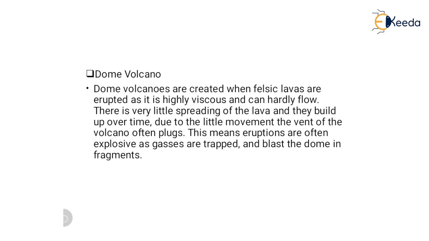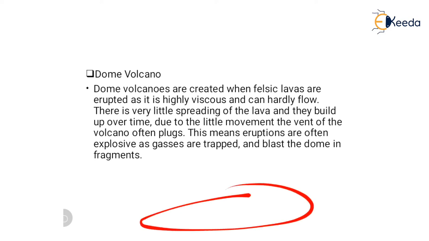A dome volcano is created when felsic lava erupts; it is highly viscous and can hardly flow. There is little separation of the lava, and it builds up over time. Due to little movement, the vent of the volcano often blocks. This means the eruption is often explosive as gases are trapped, and the blast fragments the dome.